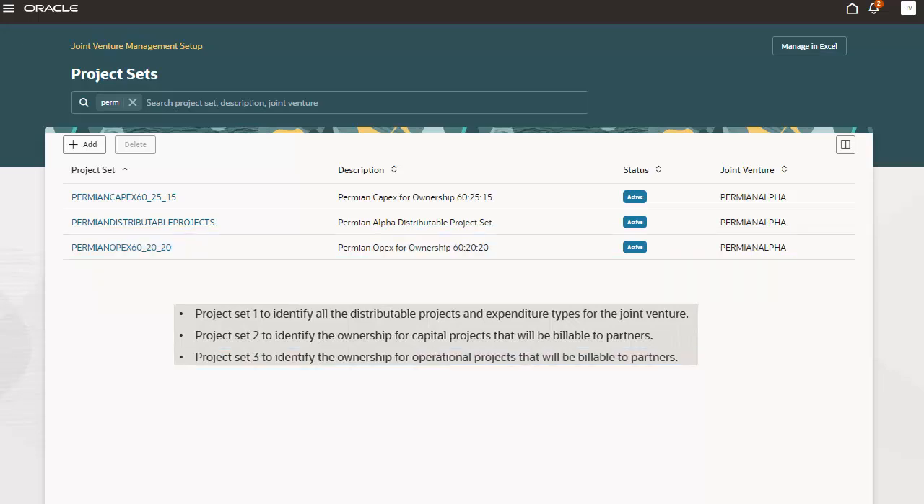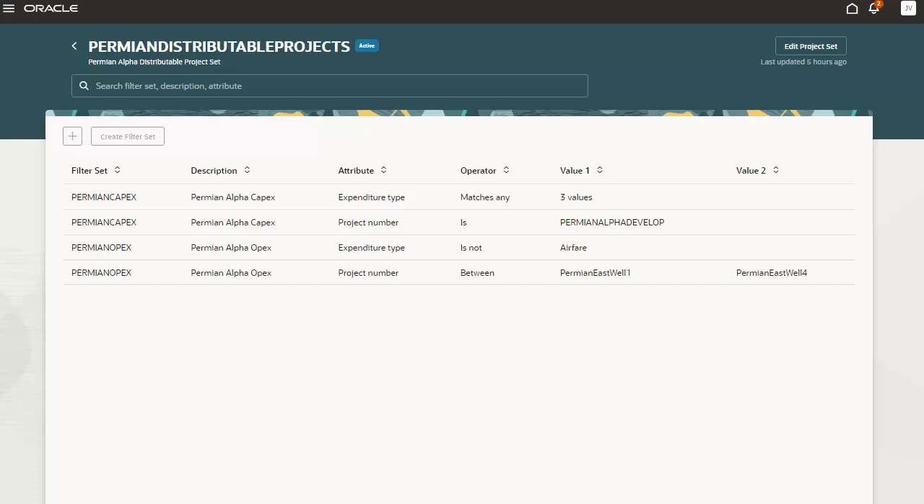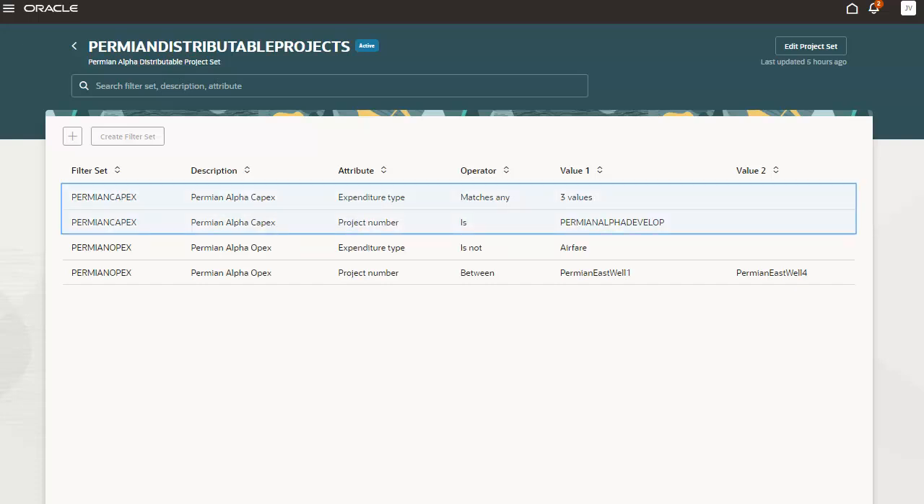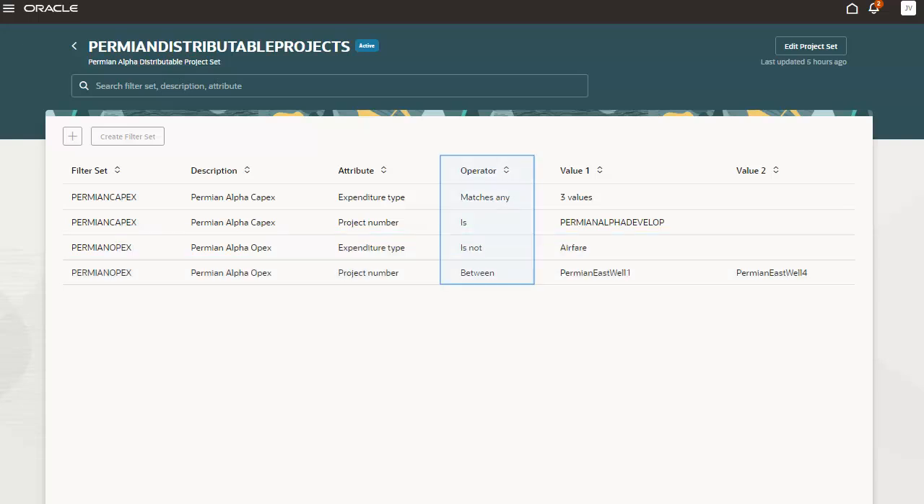Let's look at each of these project sets individually. There are 2 filter sets. One to identify the project number and expenditure type for the capital projects. Another to identify the project number and expenditure type for the operational projects. The operators provide an efficient way to identify project values.